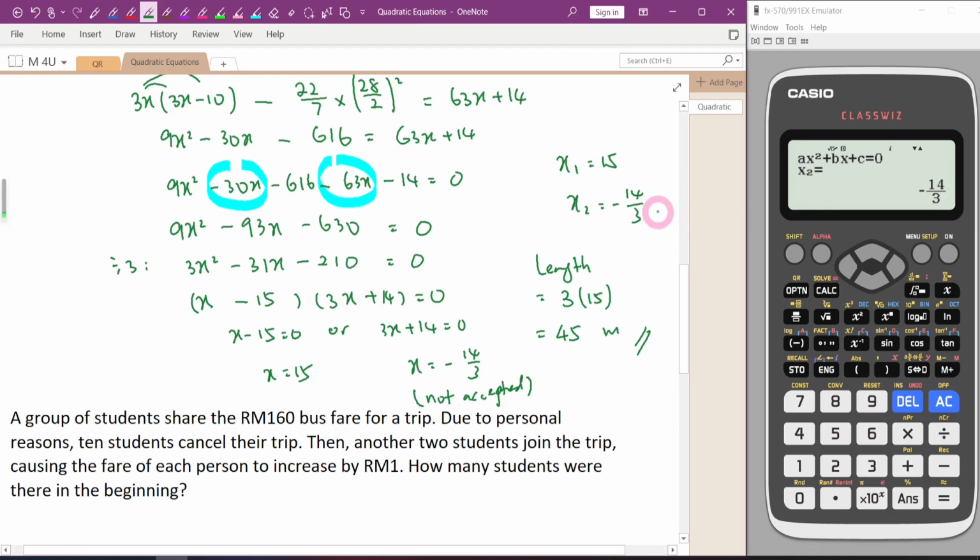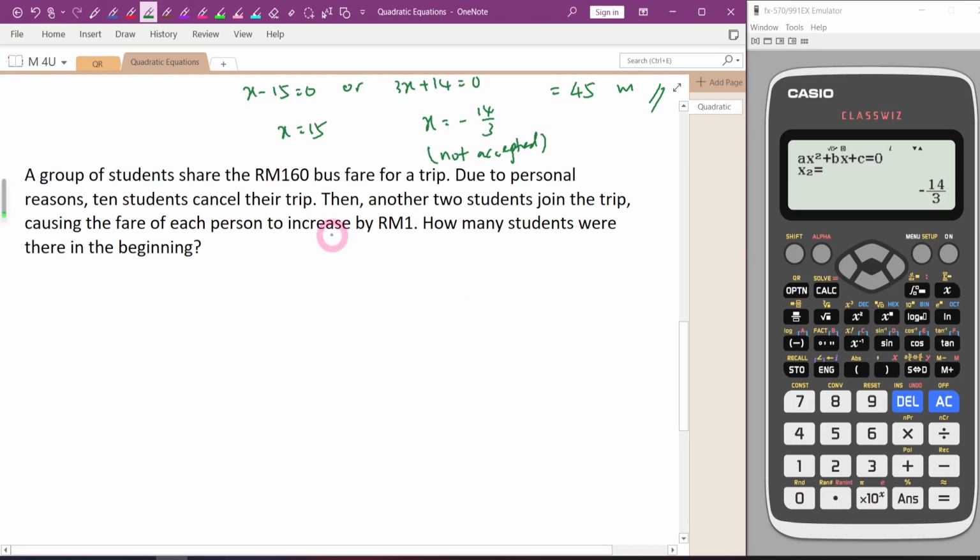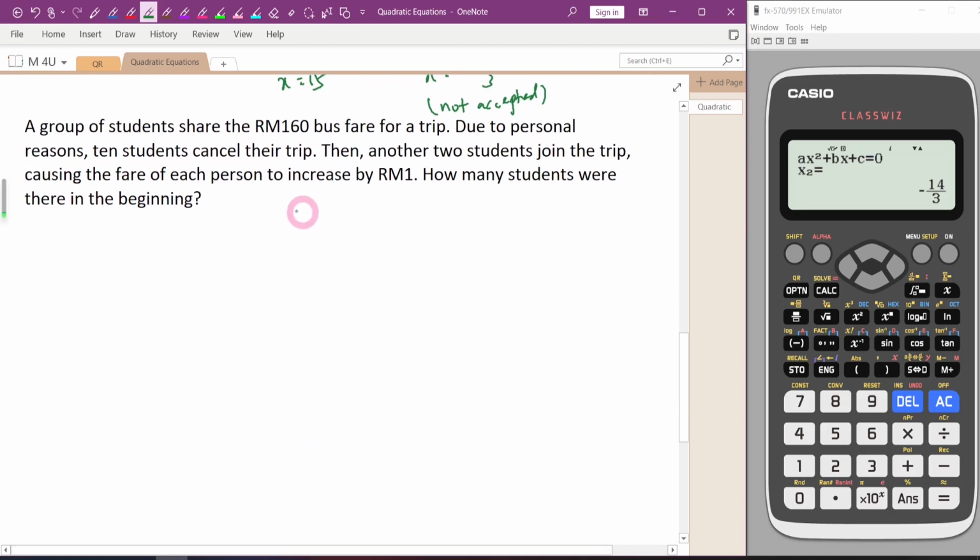Now let's try one more question over here. A group of students share the 160 ringgit bus fare for a trip. So we don't know how many students there are. So they share a bus fare of 160 ringgit. Due to personal reasons, 10 students cancel their trip. Then another 2 students join the trip, causing the fare of each person to increase by 1 ringgit. How many students were there in the beginning?